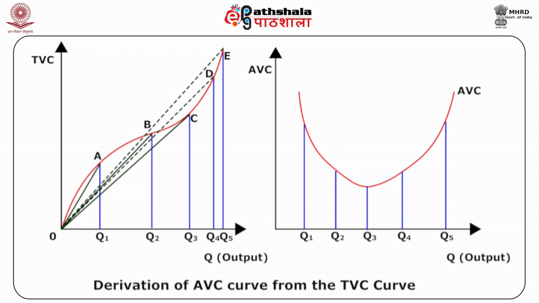So, once again what happens is that to begin with, the average variable cost was high, it started to decline. At point C, it became the minimum, and once again it starts rising. So, we have a U-shaped AVC whose minimum point is at Q3 and it corresponds to point C on the total variable cost curve.